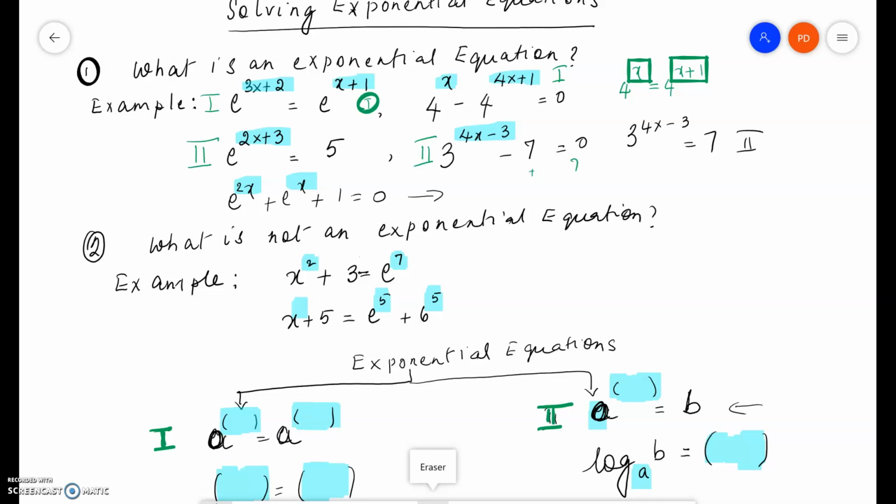Now this one is neither 1 nor 2, but it can be converted to a quadratic form and solved using the method of solving quadratic equations. Here we, let's say, call e to the x, call it y, and it looks like y squared plus y plus 1, and then we can try to solve it using the techniques that we use in solving quadratic equations.